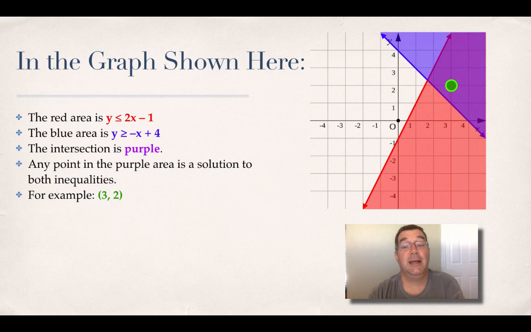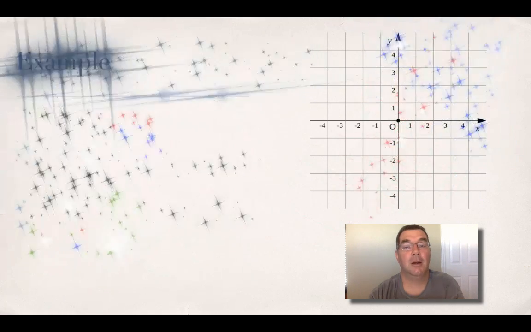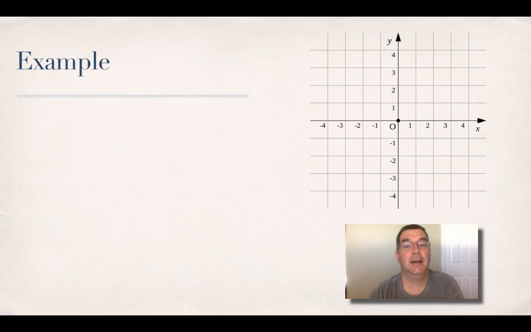So for example, 3, 2, x equals 3, y equals 2, that's in the purple area. So if I plug that into the first inequality, I get 2 is less than or equal to 2 times 3 minus 1. Well, that's true, because 2 is less than or equal to 5. And if I plug it into the second one, 2 is greater than or equal to negative 3 plus 4, and that's true because 2 is greater than or equal to 1. All right, and that would work for any point in the purple area.